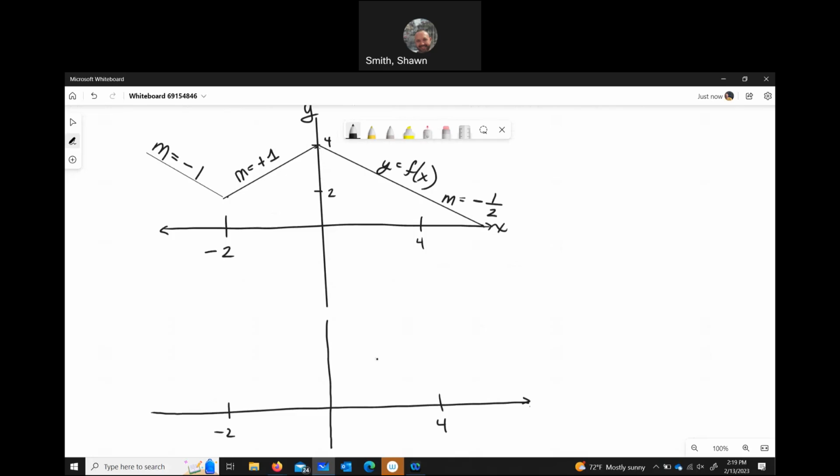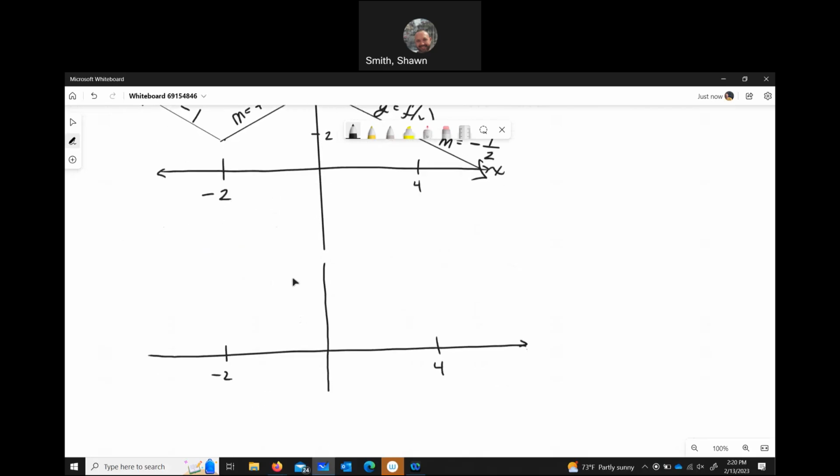But if I give it to you, all you have to do is say, okay, from -infinity, basically, let me put an arrow on here, to -2, the slope is always -1, right? It's constantly -1. So all I have to do is draw a flat line, right? All the way up to -2.